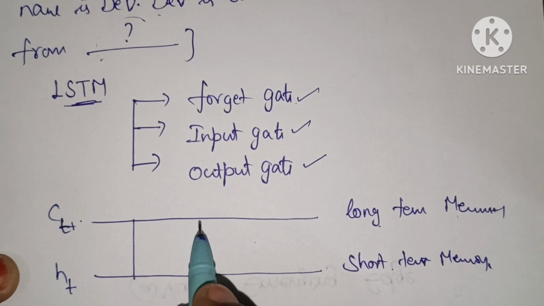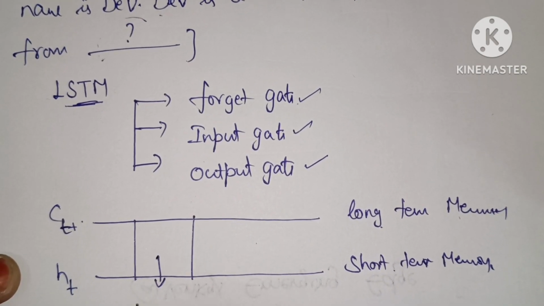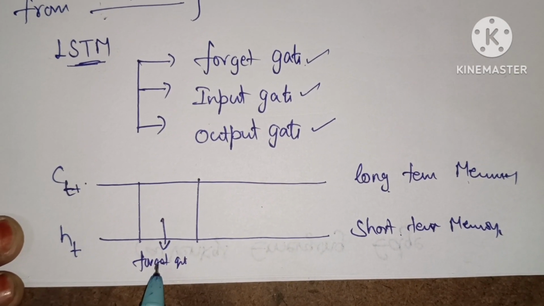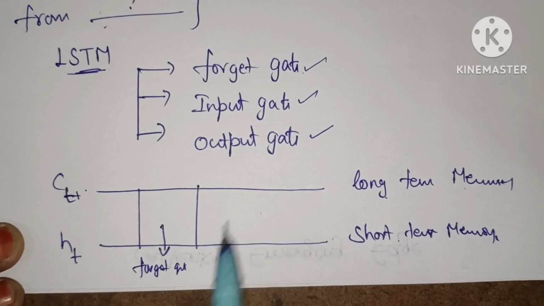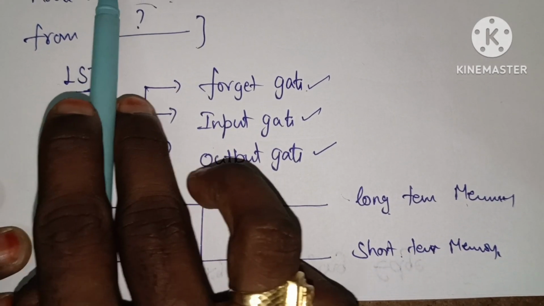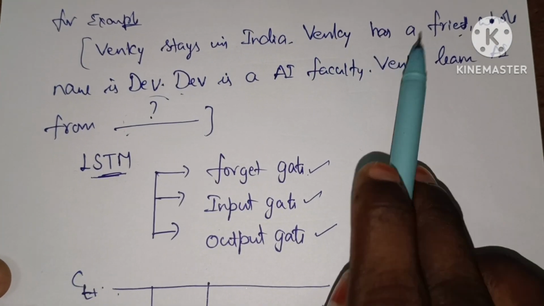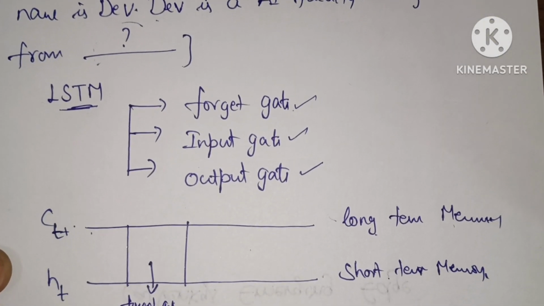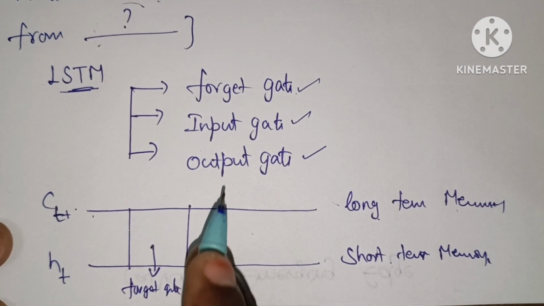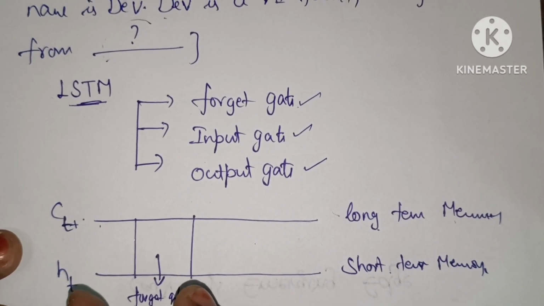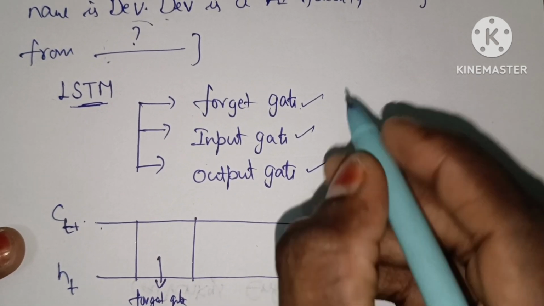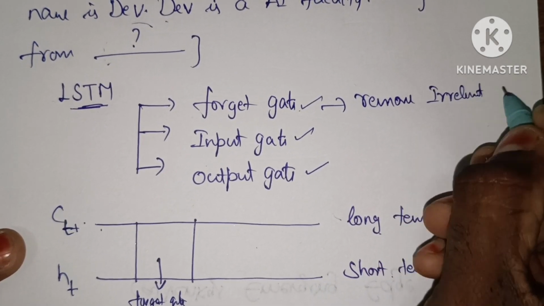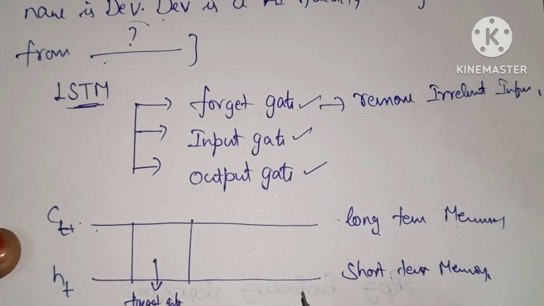First of all, there are three different types of gates. The first gate is the forget gate. So what does the forget gate do? In the forget gate, we can remove irrelevant data. This contains a large amount of data, in which some data is irrelevant and not required. That data can be removed with the help of the forget gate. Is it clear? So the forget gate helps to remove the irrelevant information.